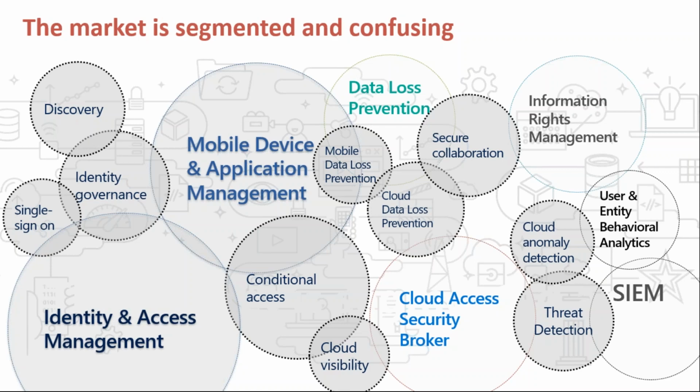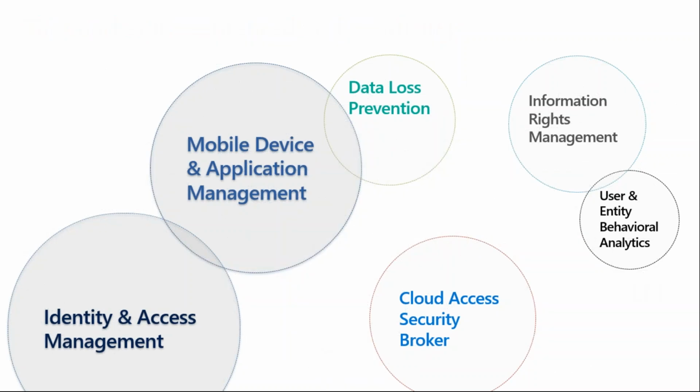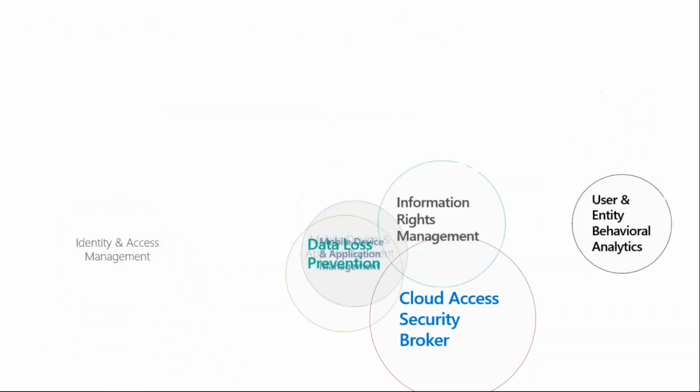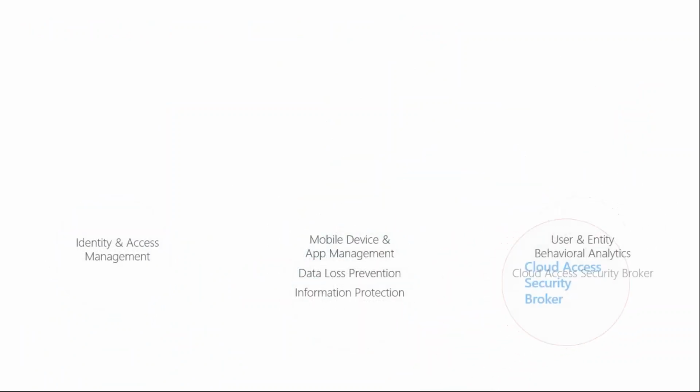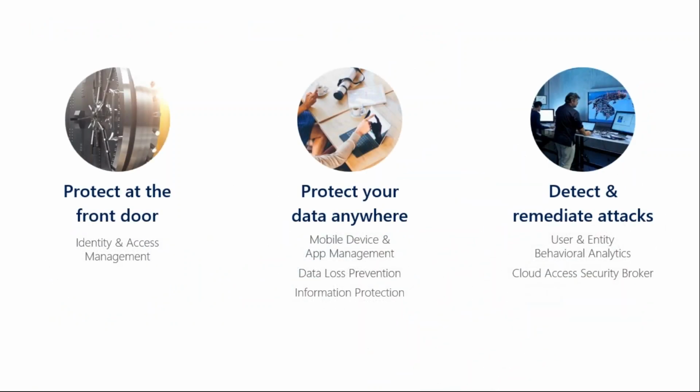That is where Office 365 comes into the picture, because it is one single solution which can give you all these things together. That is the beauty of Office 365: once you have bought this complete productivity suite along with EMS, everything is inbuilt and empowered with AI and machine learning. With this, you get to protect the threats at the front door. You can protect your data anywhere, even after it leaves your network, and you can detect and remediate attacks.